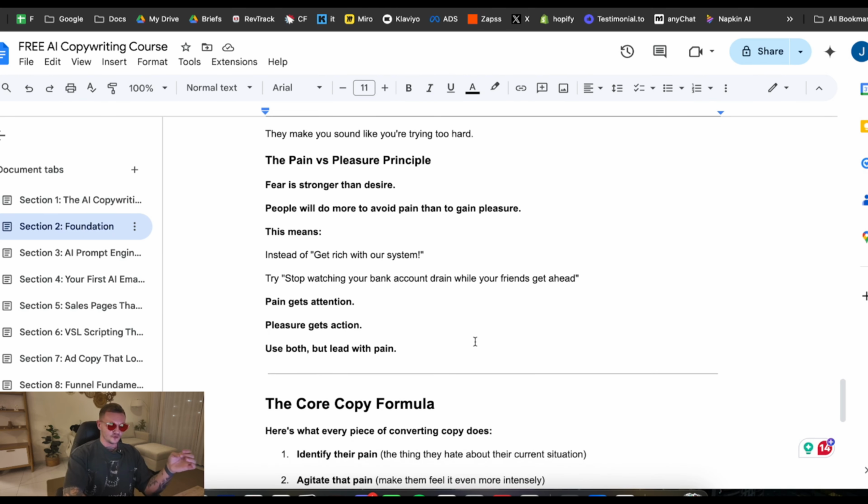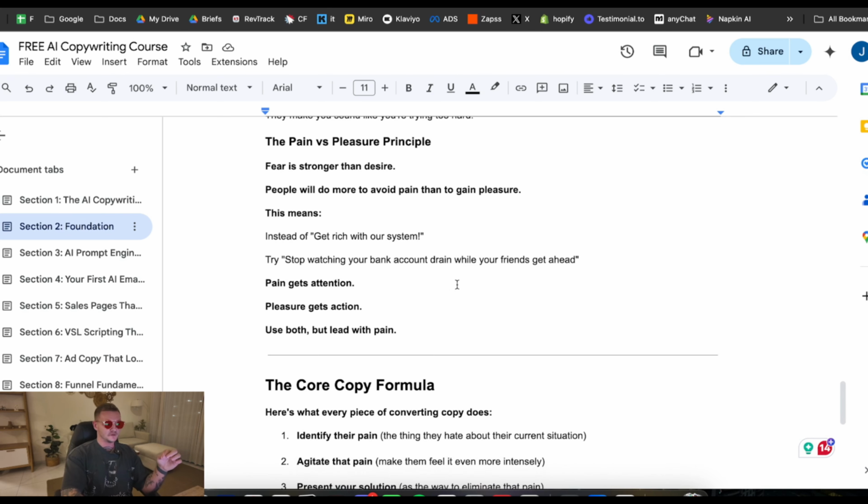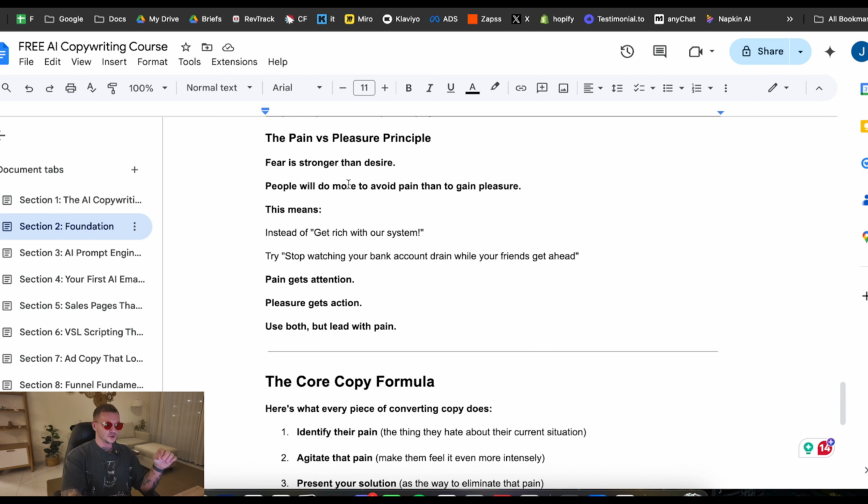This is another really good rule to follow. The pain versus pleasure principle. Fear is stronger than desire. It's like in trading, fear is a stronger emotion than greed. So if you watch a trading chart, when it goes up, it will go up more gradually than it falls off, because fear's a stronger emotion. When people get scared, price drops quicker than it goes up.